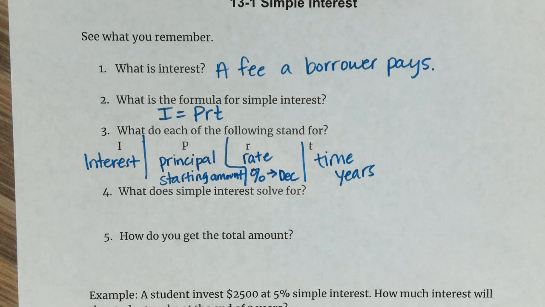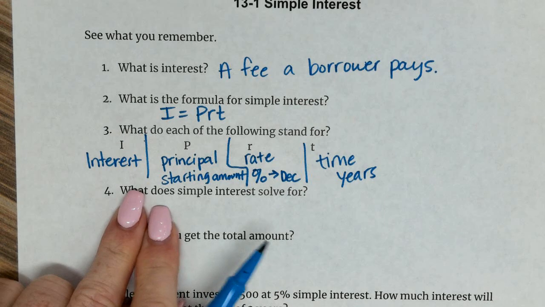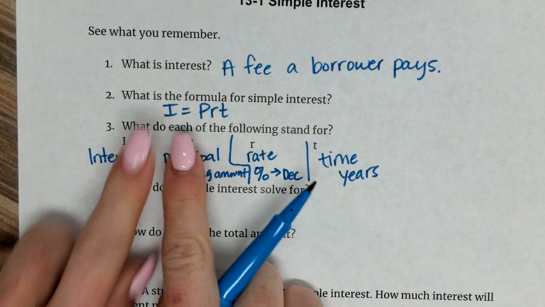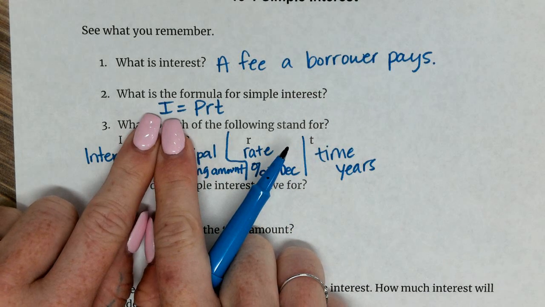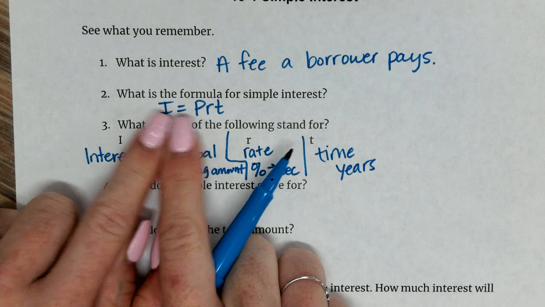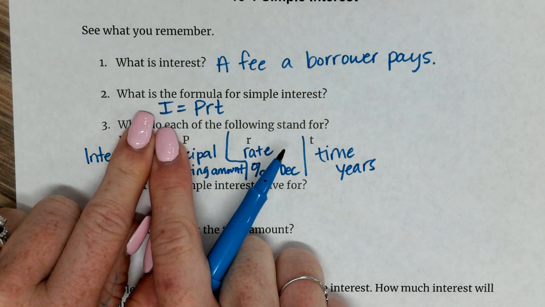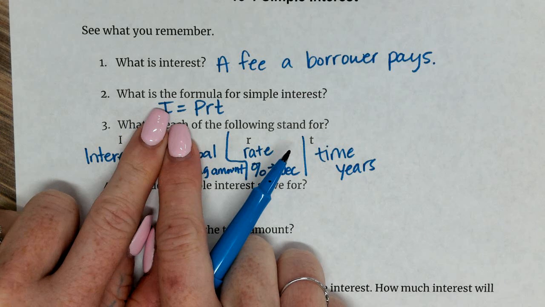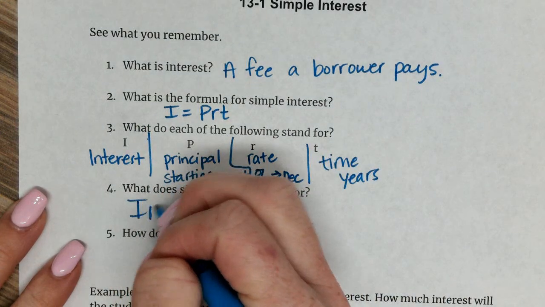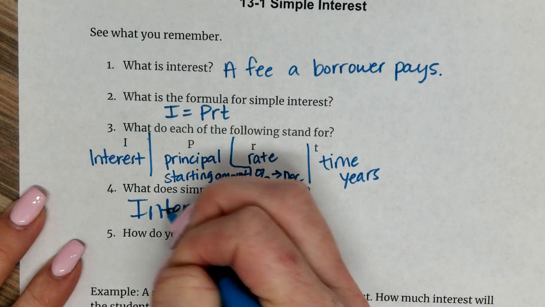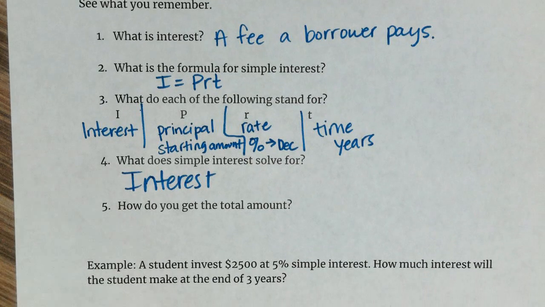The next question asks, what is the formula simple interest solve for? Well, look at it. What does it say? I equals. What does I mean? So what does this formula solve for? The interest. It solves for the fee. And we learned yesterday, what do you do once you know the fee if you want to know the total amount you're going to pay back? You add the principal plus the interest.